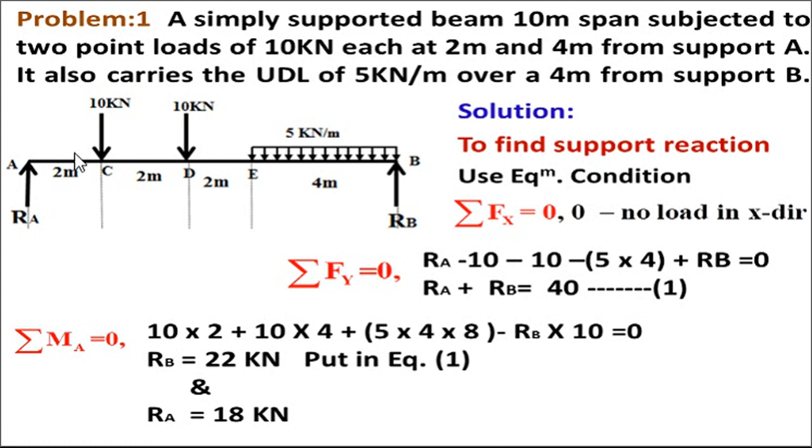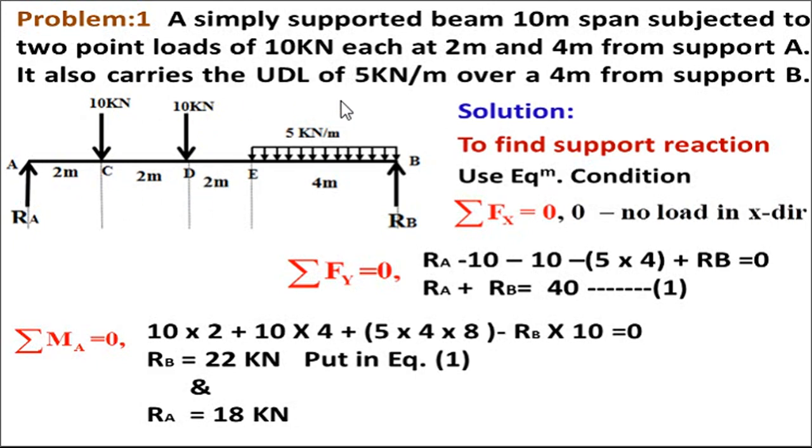Now you can see the simply supported beam, 10-meter span, subjected to 2 point loads, 10 kilonewton each, at 2 meter and 4 meter from support A. So these are the two supports, A and B. There are 2 point loads of 10 kilonewton at 2 meter and 4 meter from support A. So this point load is 2 meter from support A. The second point load is 4 meter from support A.